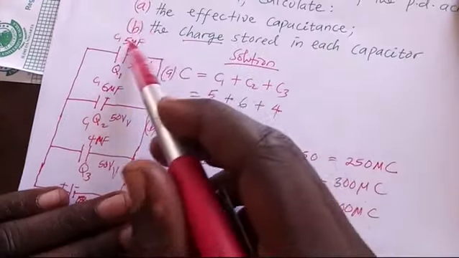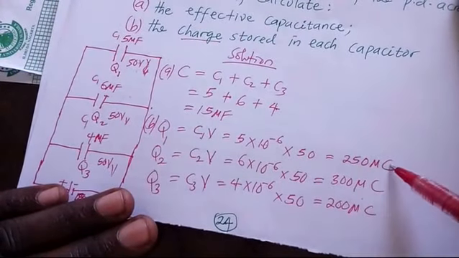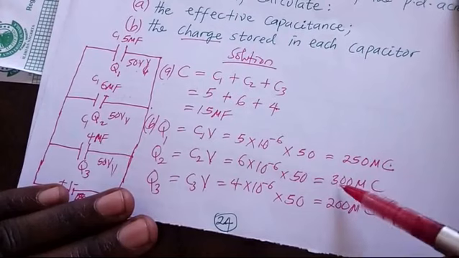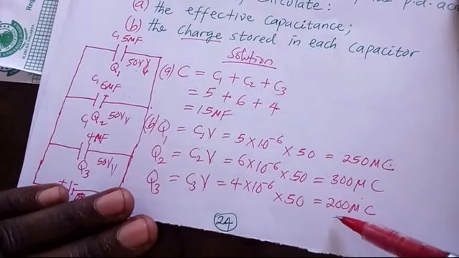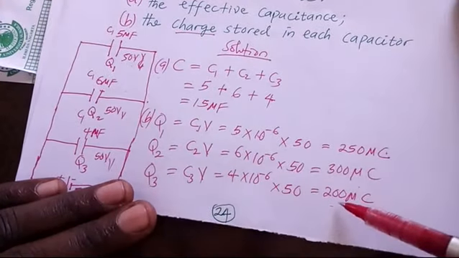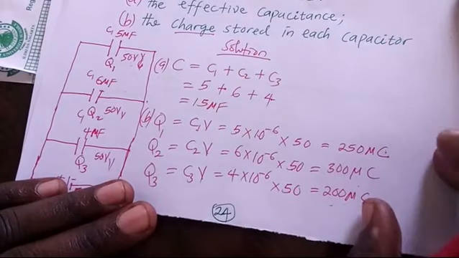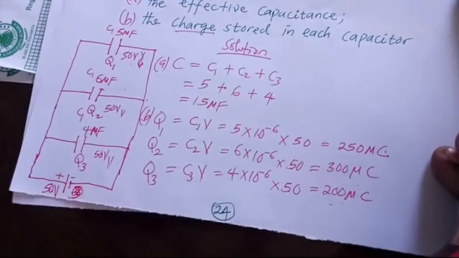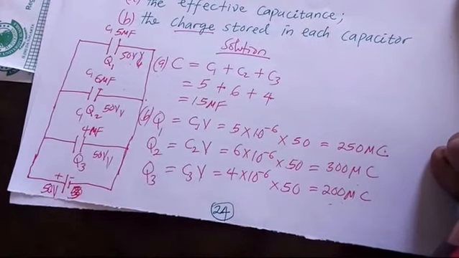So the first capacitor stored a charge of 250 microcoulomb, the second one 300 microcoulomb, and the third capacitor stored 200 microcoulomb when the same PD is applied across them.